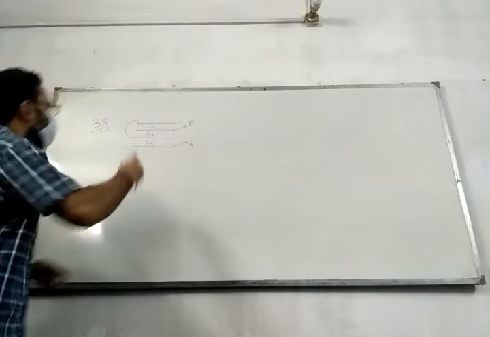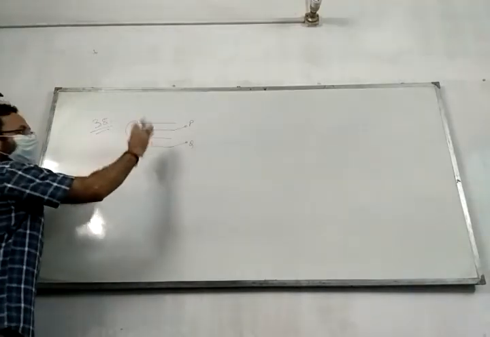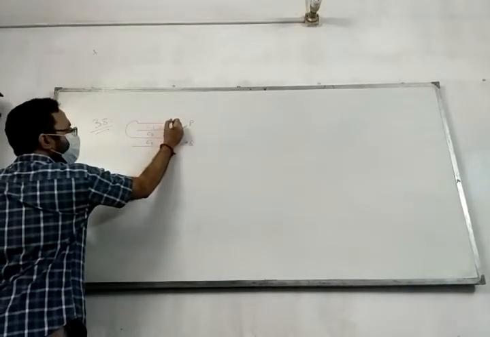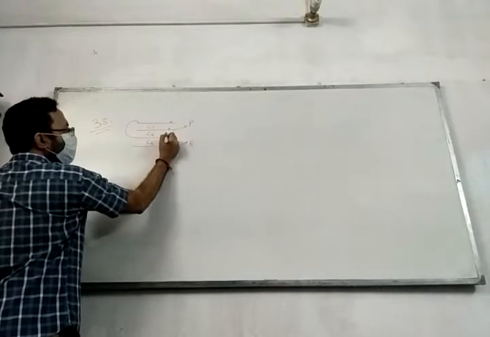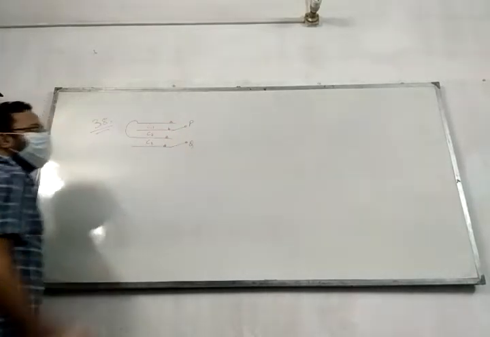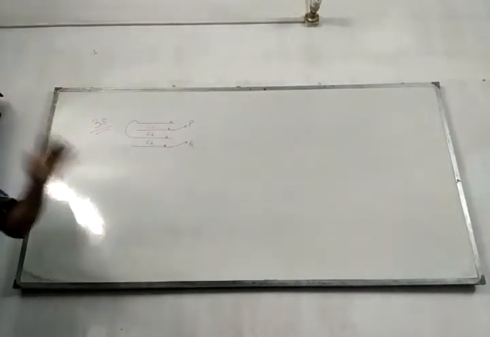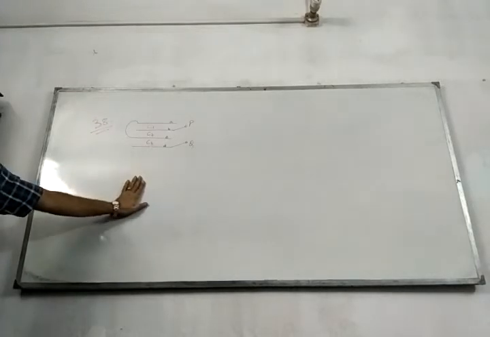alphabets. I mean already the names are C1, C2, C3, so I take some alphabets. Say this plate is alphabet A, this is B, this is C, this is D. Okay? First draw the capacitors separately.